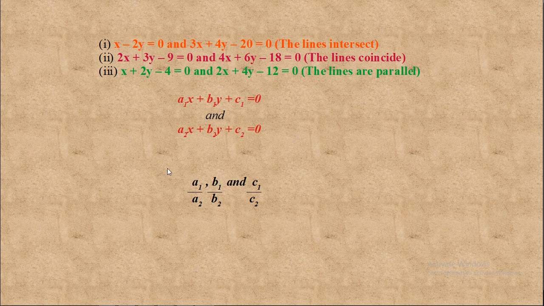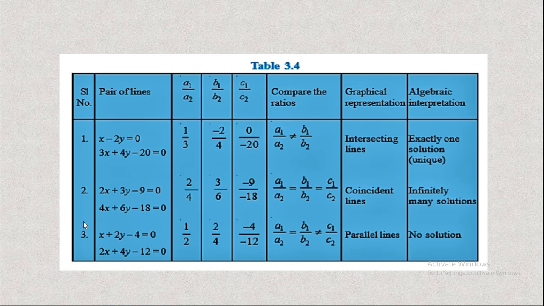In this method, we look at the ratios a1 by a2, b1 by b2, and c1 by c2, and we compare these ratios to find the graphical representation, and from that the solutions of the pair of linear equations. Okay, let's see it. The first pair of linear equations is x minus 2y equal to 0 and 3x plus 4y minus 20 equal to 0. Let's see a1 by a2.